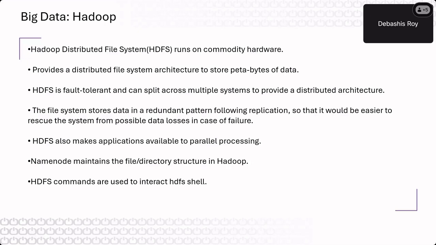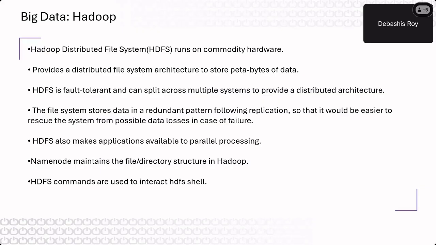So data will never be lost. The file system stores data in a redundant pattern following replication, so that it would be easier to rescue the system from possible data losses in case of failure. HDFS makes applications available for parallel processing.